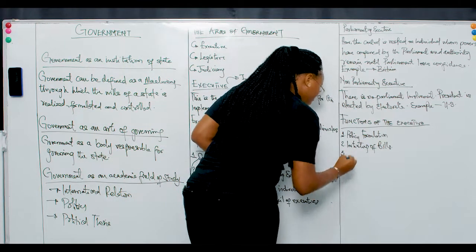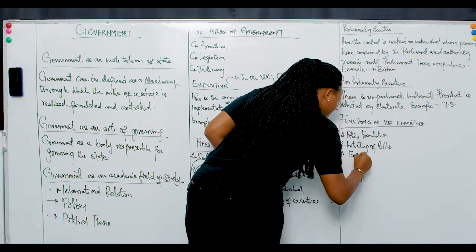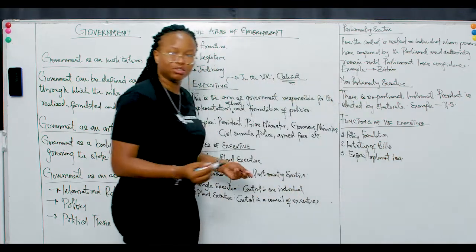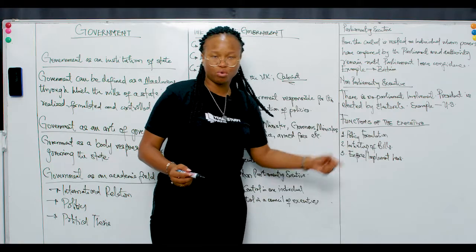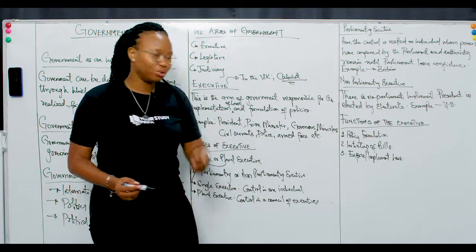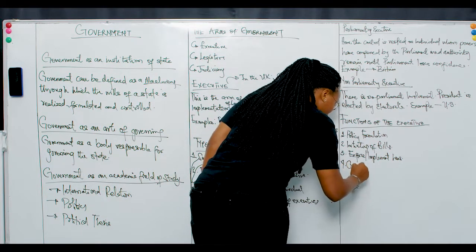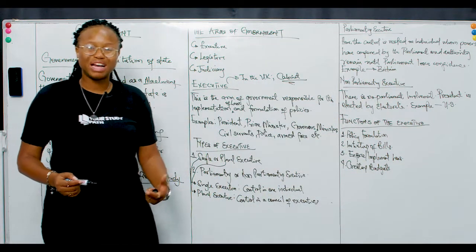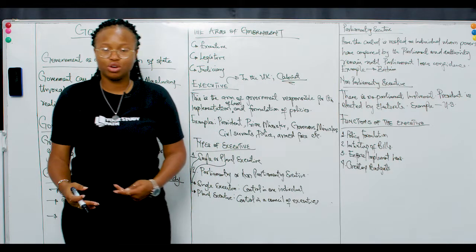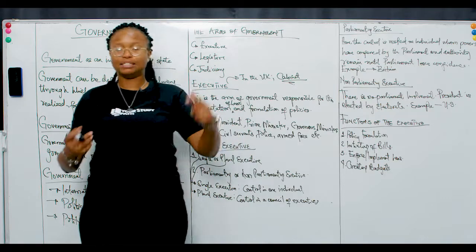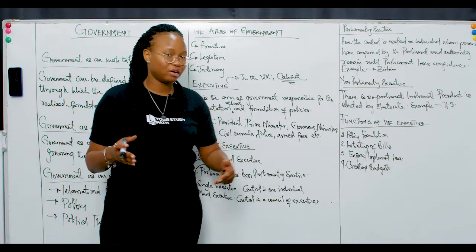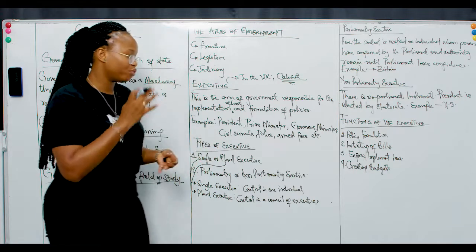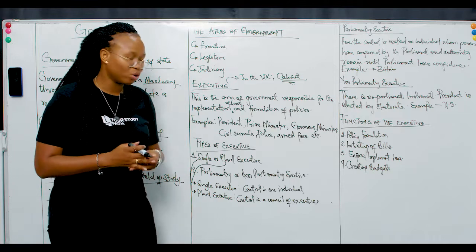Similarly, they also enforce and implement laws. Here we're looking at the police, the armed forces. These are one of their key roles, to enforce and implement laws. Also, the executive is in charge of creating budgets. I hope you know what budgets are. A budget is usually a government's proposed document that contains the amount of money they intend to raise and the amount they intend to spend for that particular fiscal year. So the executive is responsible for policy formulation, initiation of bills, enforcing and implementing laws, and creating budgets.